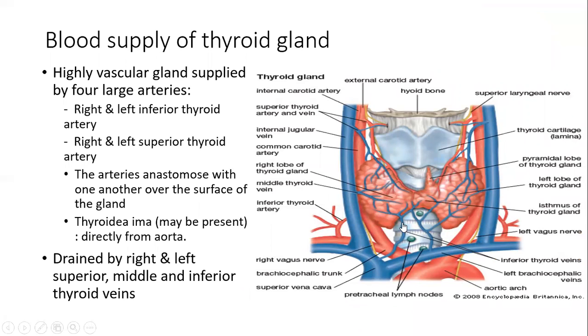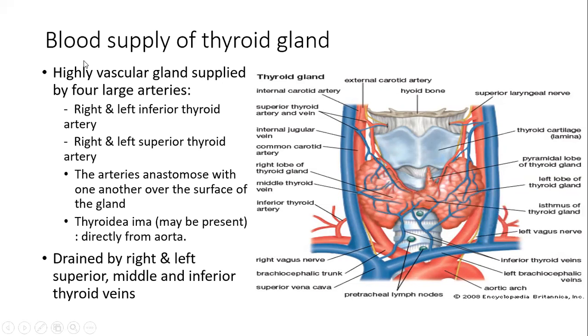Now coming to the blood supply of the thyroid gland. As we know, all the endocrine glands are highly vascular because they have to pour their secretion, that is the hormones, into the blood directly because they are ductless glands. They don't have a duct, so they will be pouring their hormones directly into the blood. So that's why all the endocrine glands will be highly vascular, but the thyroid gland is still very highly vascular.